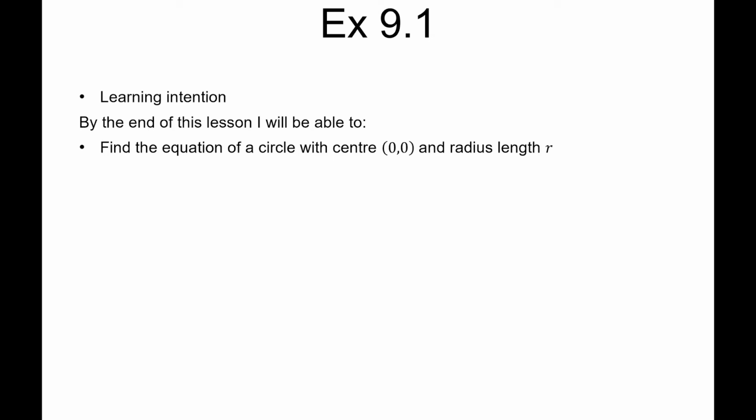Hi guys, today we're looking at chapter 9, the circle, exercise 9.1. Our learning intention for today is that by the end of this lesson you will be able to find the equation of a circle with a center of 0, 0 and a radius of length r.